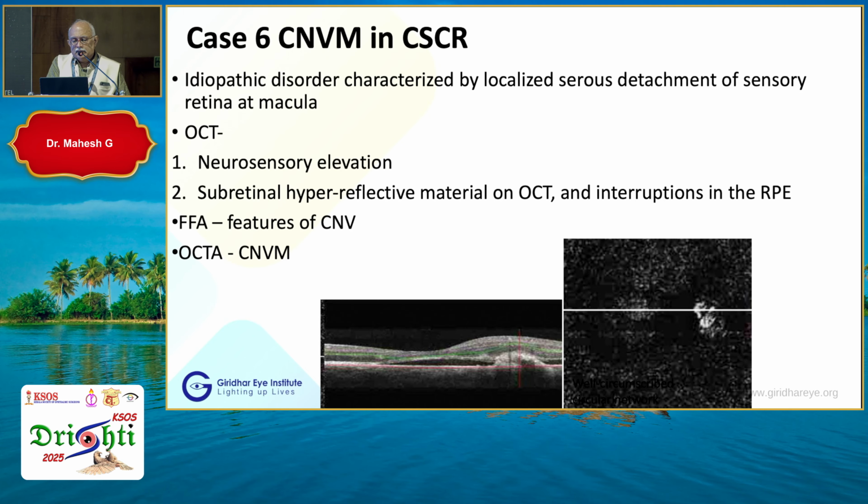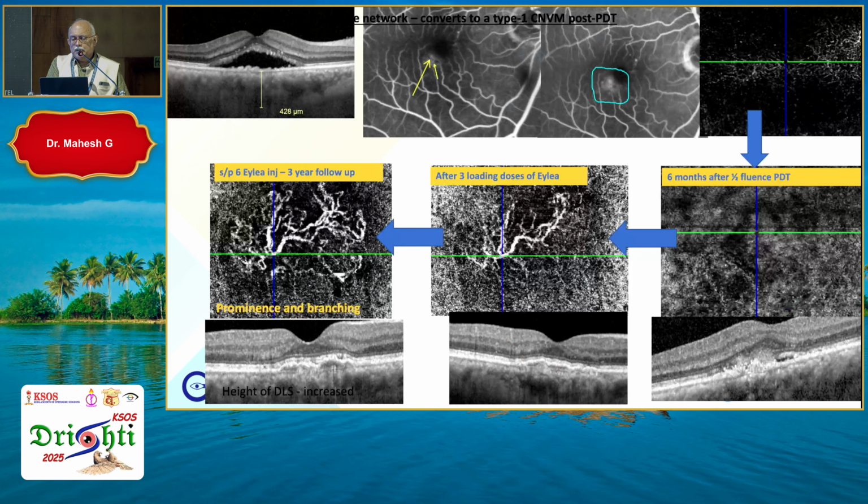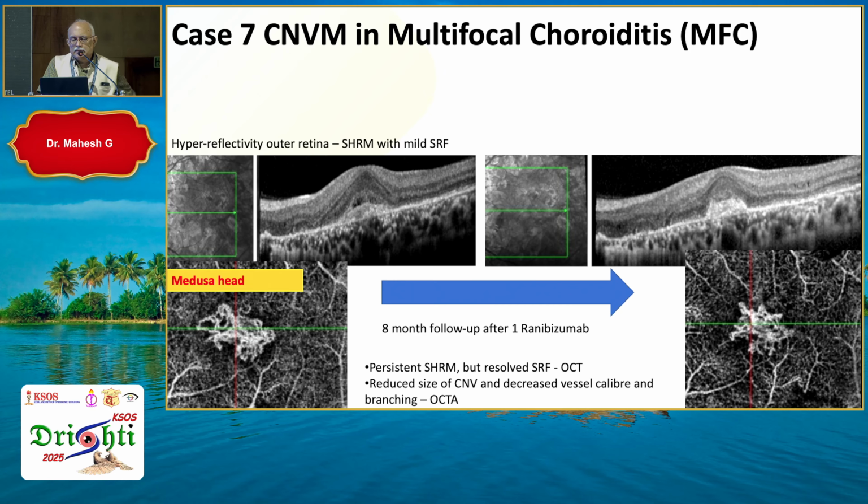CNVM in CSR is another thing. Already it is in the same spectrum. Sometimes where there is a diffuse leak, it's not a typical ink blot or smokestack, and there is some irregularity in the RPE, you can get a network underneath, somewhere between CSCR and PCN.